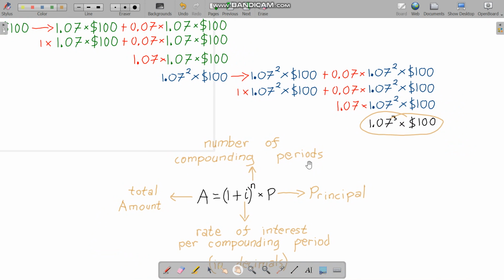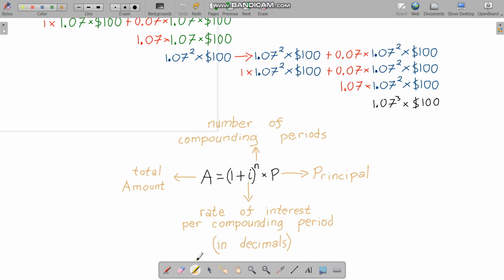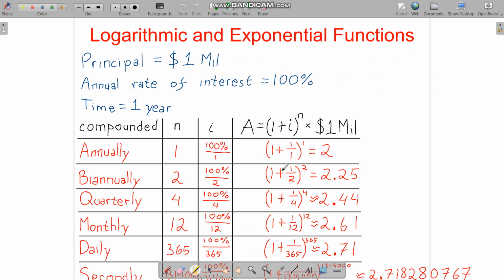So this means the formula for compound interest is A for total amount, 1 plus I, where I is the rate of interest per compounding period in decimals, n is the number of compounding periods, and P is the principal. Let's use this compound interest formula for this concept.